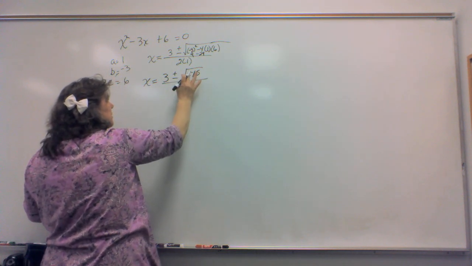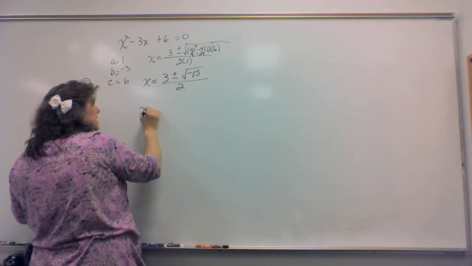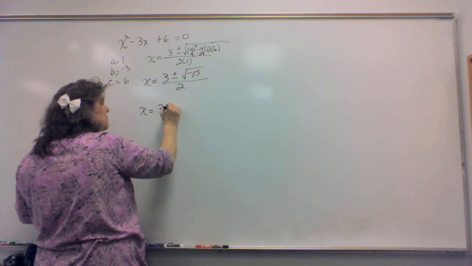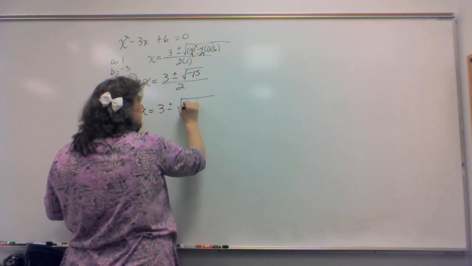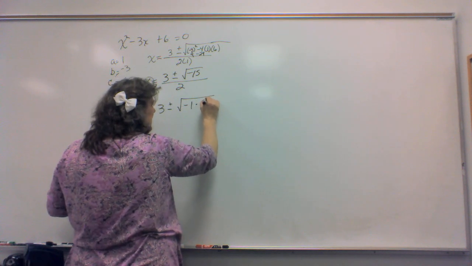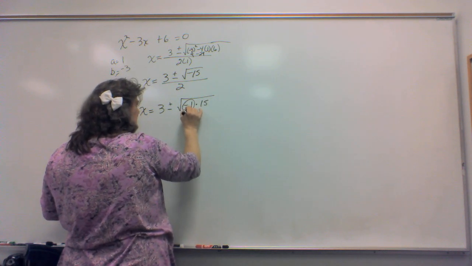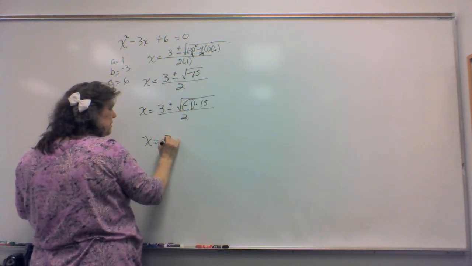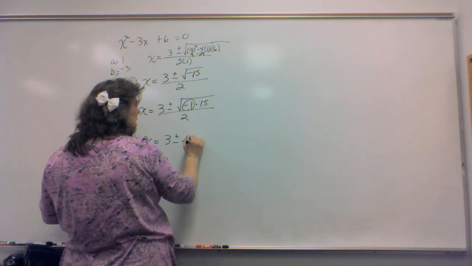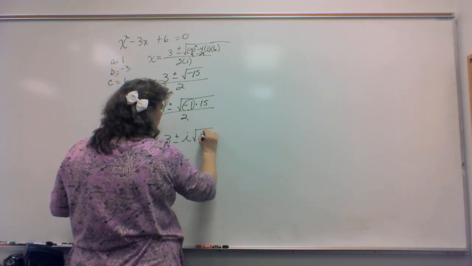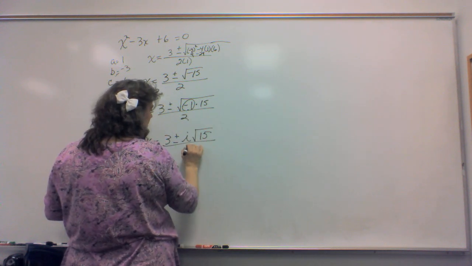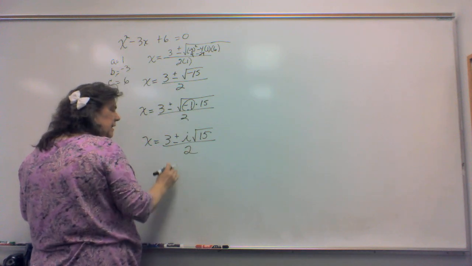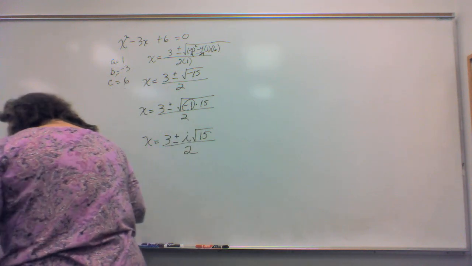Over 2. So you have x is equal to 3 plus or minus. This is the square root of negative 1 times 15. There's that i that we are talking about, all over 2. So x is equal to 3 plus or minus i square root of 15 all over 2. And again, you can write it as the plus and then the minus.